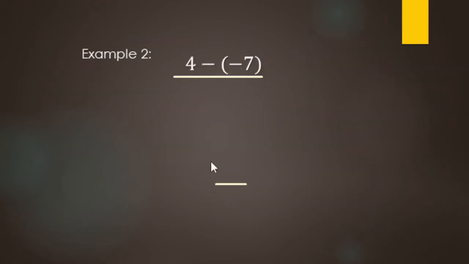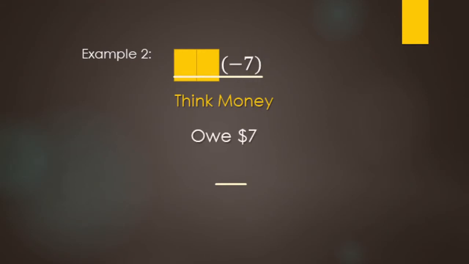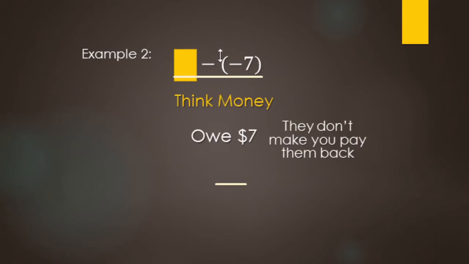Here we're going to do 4 minus a -7. If we are thinking money, this -7 means you have to pay $7, or you owe $7. And then this negative right here means that whoever you owe the money to is taking away that debt. In other words, you borrowed $7 and they're going to take away that debt, which means you just get to keep the $7 in your pocket. So most people just change it to a plus. So here we go. It's going to be 4 plus 7 to make $11 that you now have.